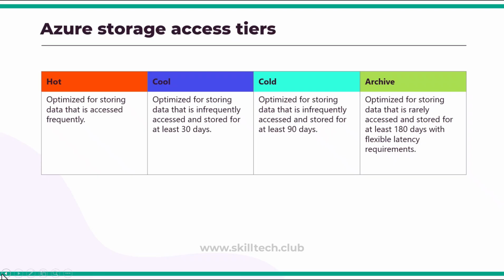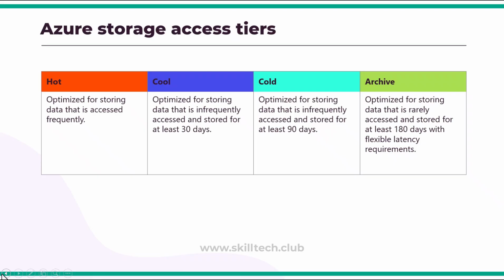Now, if I go to the cold tier, which is optimized for storing data that is again infrequently accessed, this time we are keeping a timer or counter of 90 days. So if it is stored for at least 90 days, then I should keep it on cold, which will again help me control the cost of the storage.